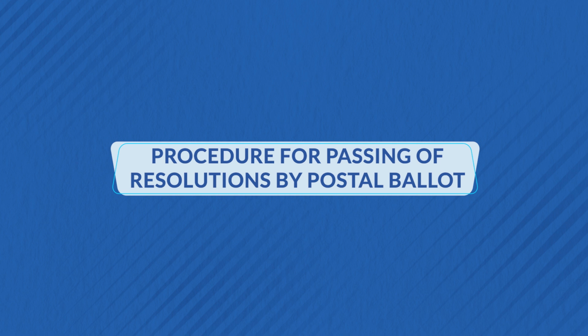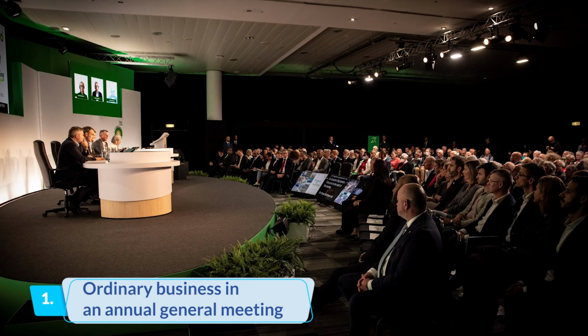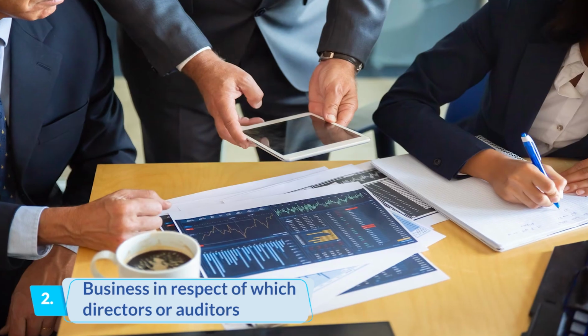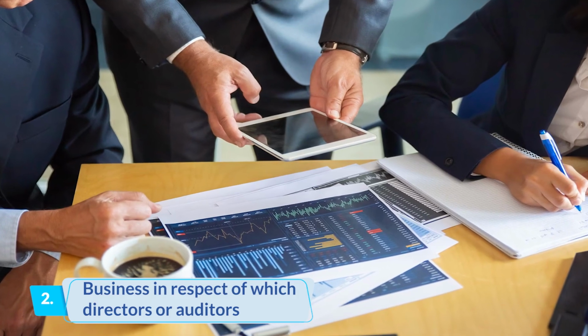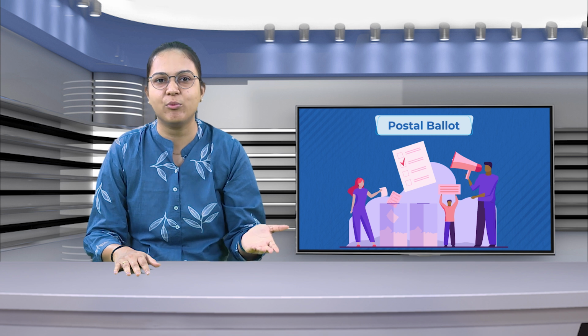Now let's discuss procedure for passing of resolution by postal ballot. According to section 110, a company shall transact business of notified items through postal ballot. A company may transact any business through postal ballot except: Number 1. Ordinary business in an annual general meeting, and Number 2. Business in respect of which directors or auditors have a right to be heard at any meeting. A resolution passed through postal ballot shall be deemed to have been passed at the general meeting. Postal ballot is not same as voting through electronic mode.